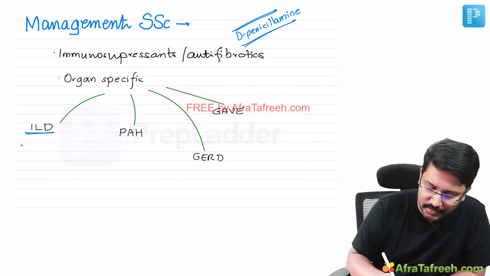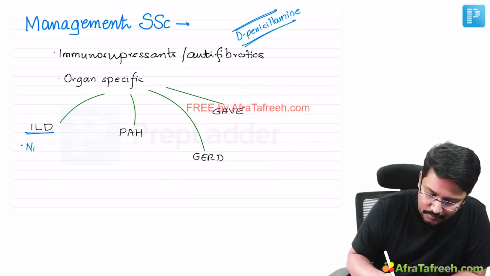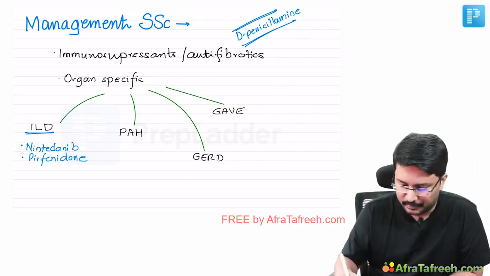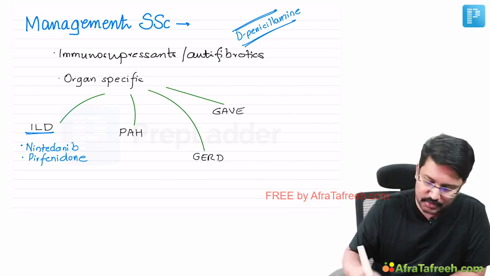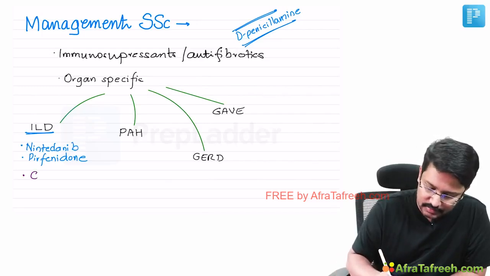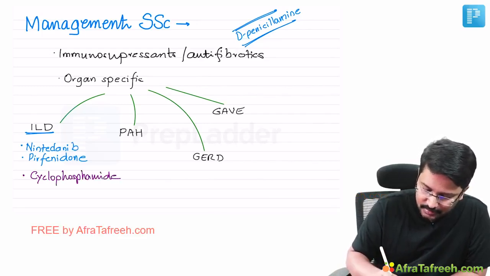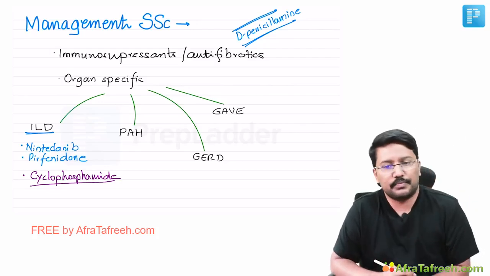We have anti-fibrotic agents like nintedanib, and we also have another anti-fibrotic agent called pirfenidone, right? These can be used, pirfenidone and nintedanib. The American College of Rheumatology and EULAR back the use of cyclophosphamide in patients with rapidly progressing interstitial lung disease. So this can also be used.